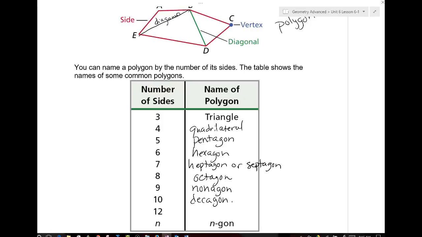Do means how many? 2. So we're going to do a dodecagon. And here's the cool part. If you literally froze on a name, please don't do this on a test because I probably wouldn't give you credit for it. Like, mathematicians are lazy.